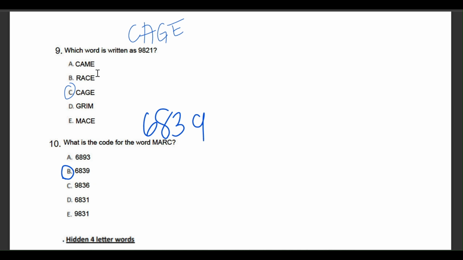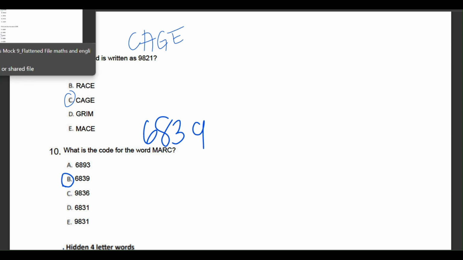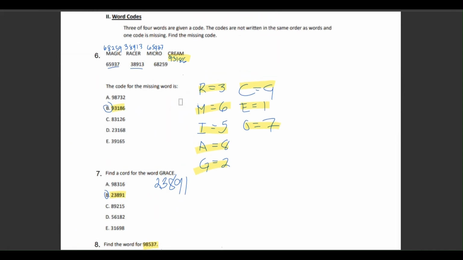Question 9. Which word is written as 9821? Multiple choices. A. Came, B. Race, C. Cage, D. Grim, E. Mace. Correct answer, C. Cage. Came would be 9,861. Race would be 3,891.